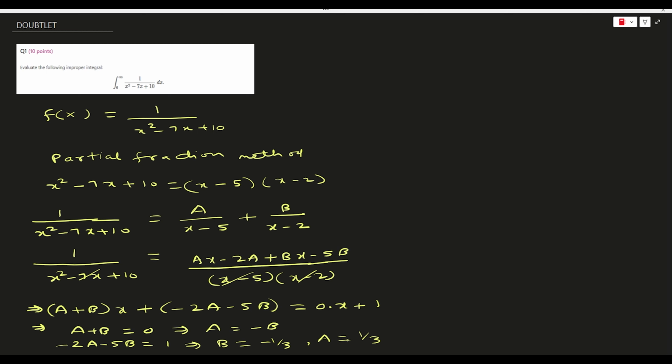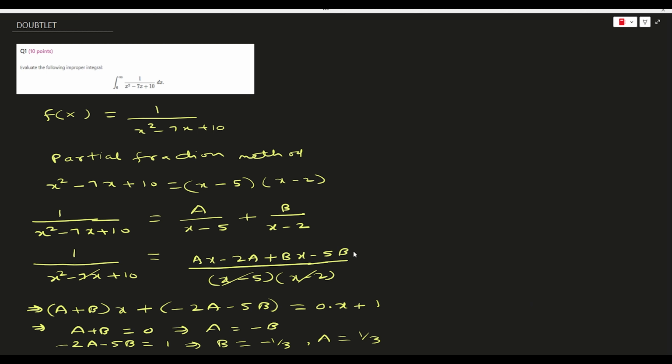I hope you got it till here. If we just put the value of a is equal to 1 by 3 and b is equal to minus 1 by 3 in this equation, it should satisfy. So we can try it here. It will become minus 2 by 3, and it will become 5 by 3. So this quantity is 1.